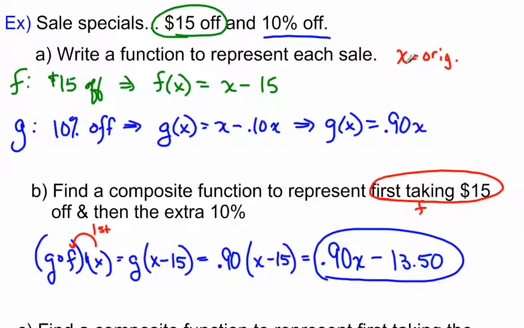Okay, well, I'm going to let x be my original price. To represent $15 off, we're going to call that function f. It means I'm subtracting $15 from my original price. So simple function f of x is equal to x minus 15.